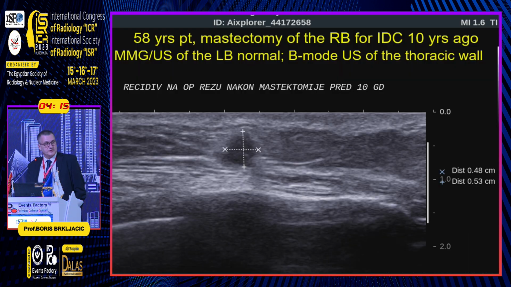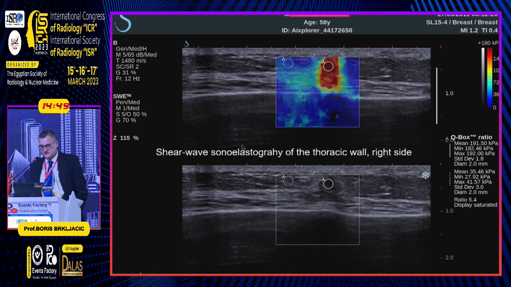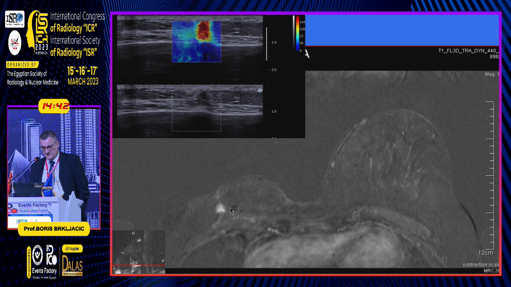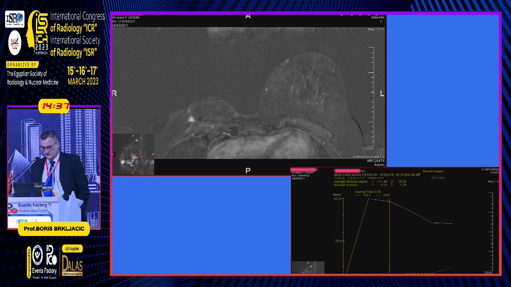This is an example of a 58-year-old woman who had mastectomy of the right breast 10 years ago. Mammography and ultrasound of the left breast are normal. This is B-mode or grayscale ultrasound of the thoracic wall. 10 years after surgery, we see this small mass of only 5 millimeters, which is vertical. On shear wave elastography, it's very stiff. And this is the corresponding MR, where we see an enhancing mass here, of course with a washout type of dynamic curve.